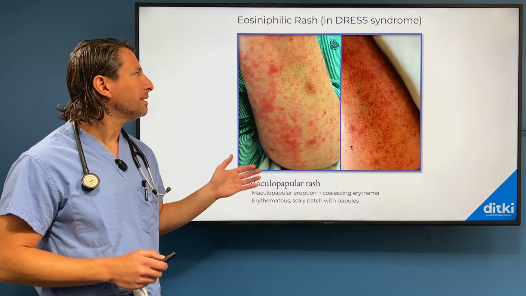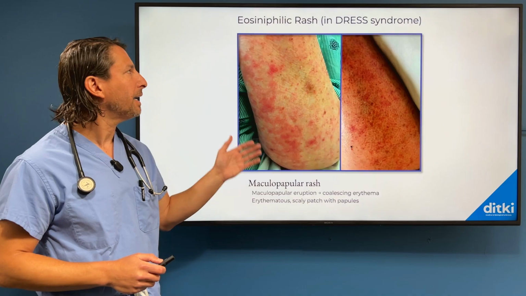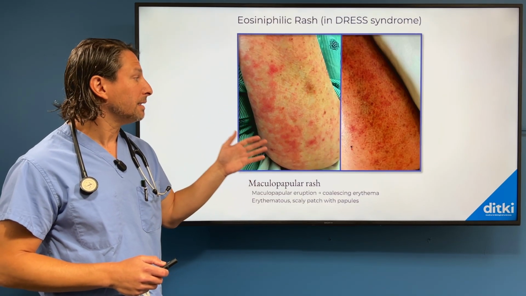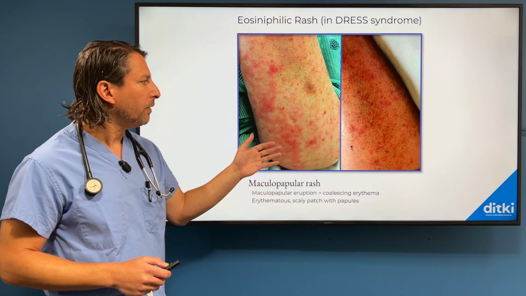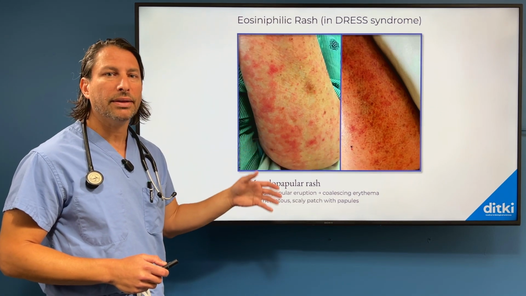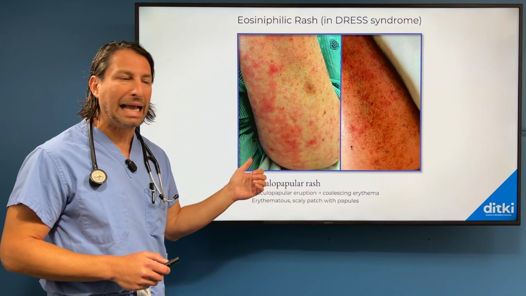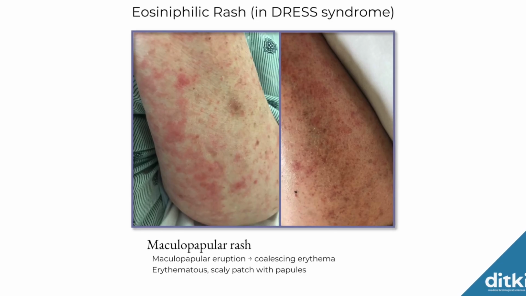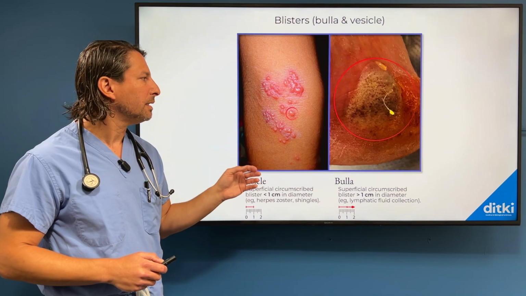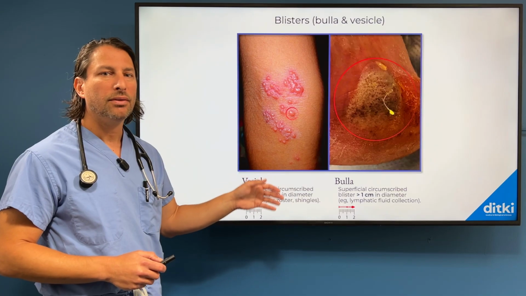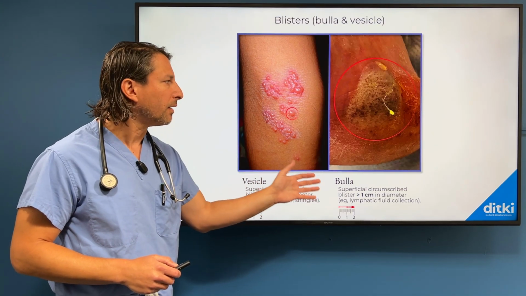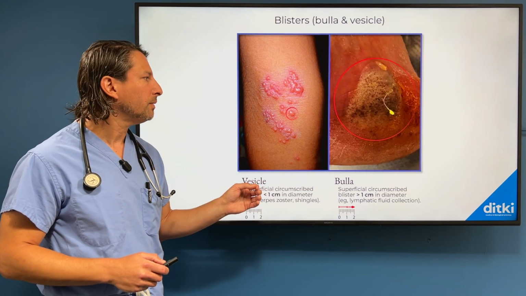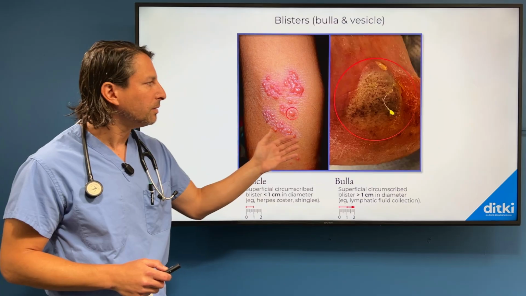So we can apply this to maculopapular rash and eosinophilic rash and DRESS syndrome. So this is eosinophilic, it's red. These lesions are small. They can be macular, they'll be flat, or papular, they'll be solid elevated lesions. Blisters, bulla and vesicles, these are fluid-filled lesions. Vesicles are small, bulla are large, again 1 centimeter as the distinguishing value there, and we can see these vesicles and bulla here.